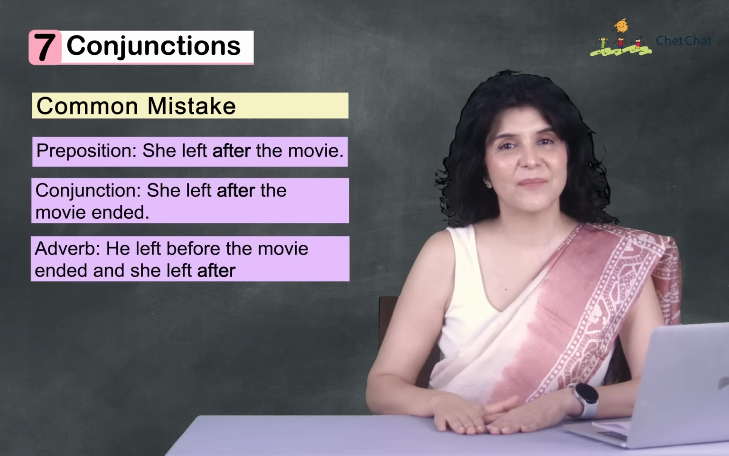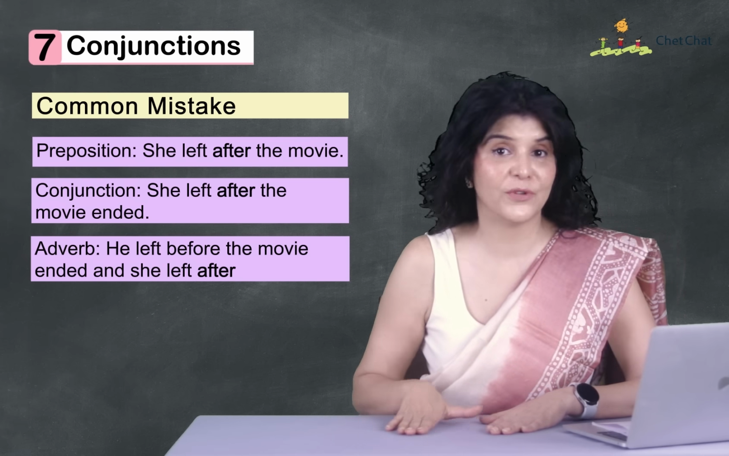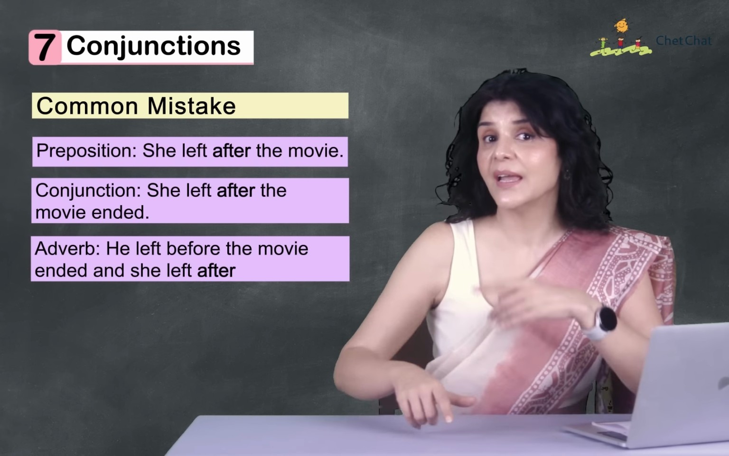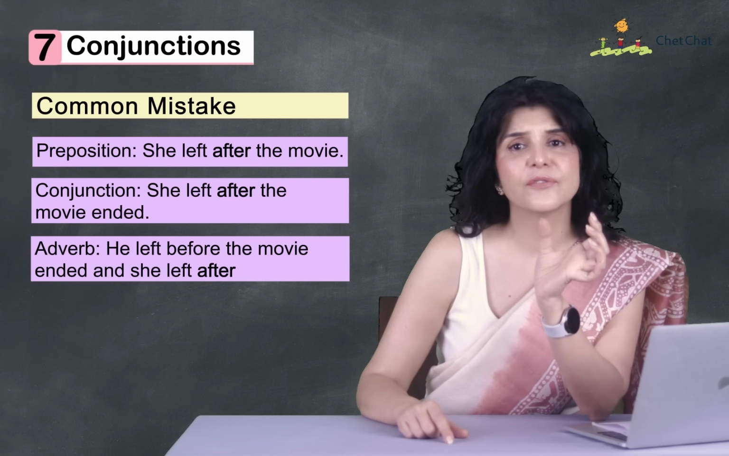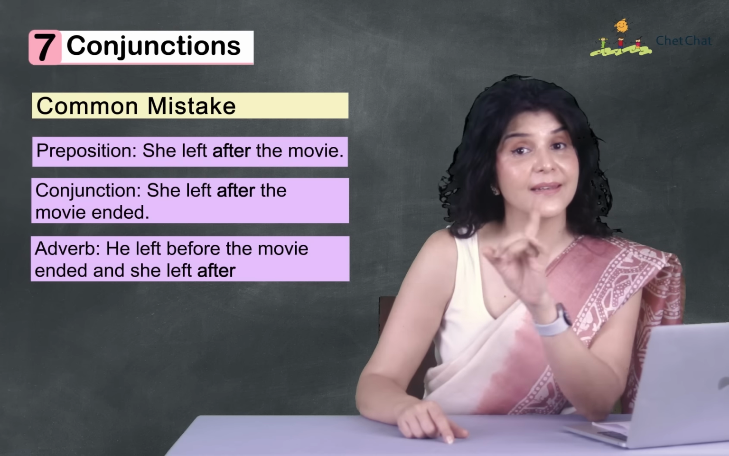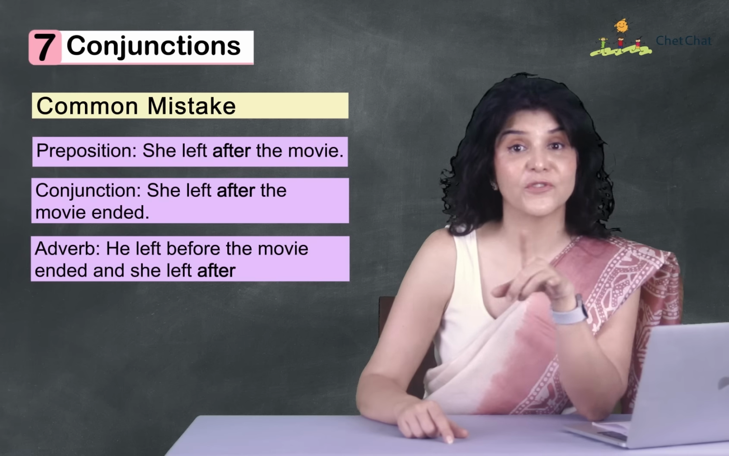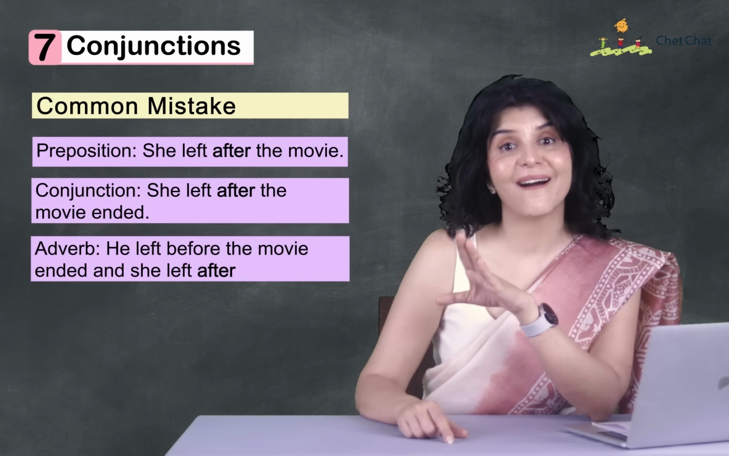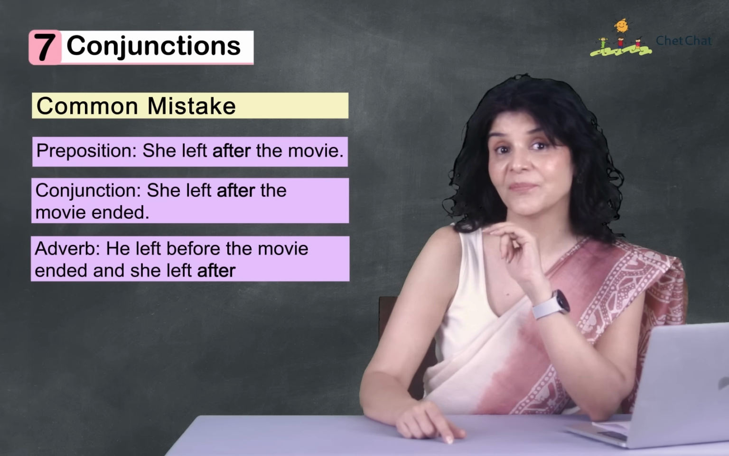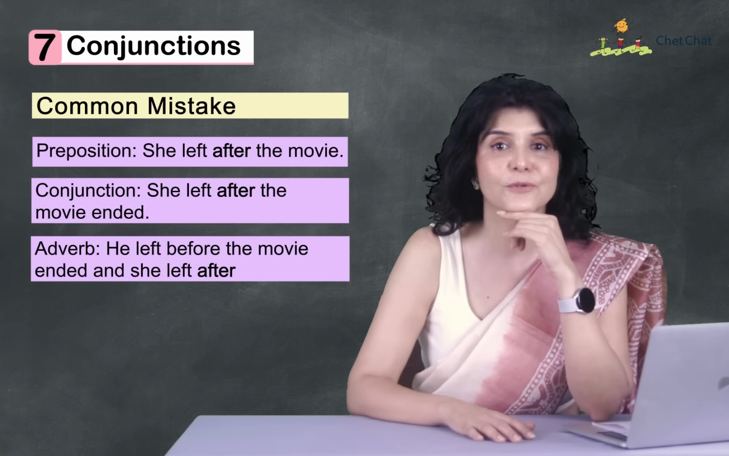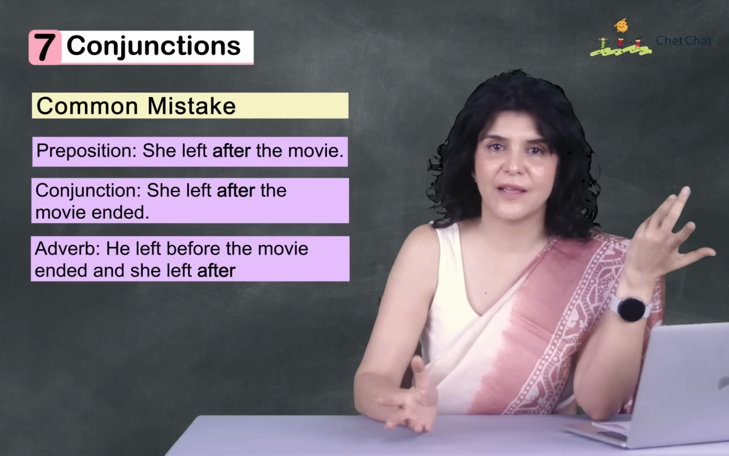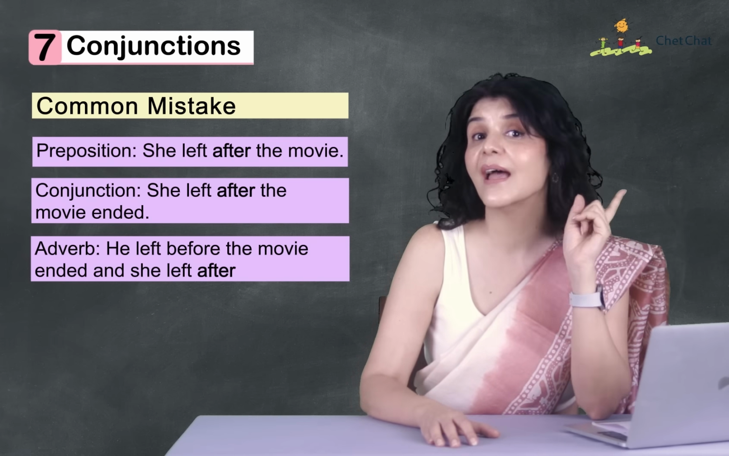In sentence number 1, after is followed by a noun, which is the object. Therefore, the word after is a preposition. In sentence number 2, after is followed by a clause and it can be replaced by a comma. She left, the movie ended. So here the word after is a conjunction. Sentence number 3 has no object. The word after just describes the action left. So it is an adverb.